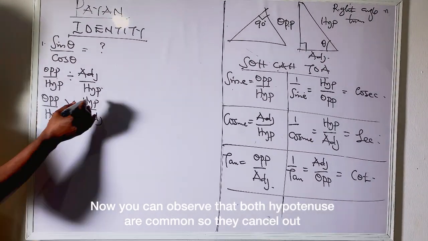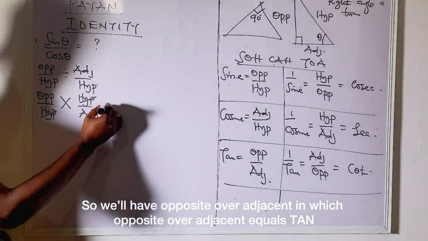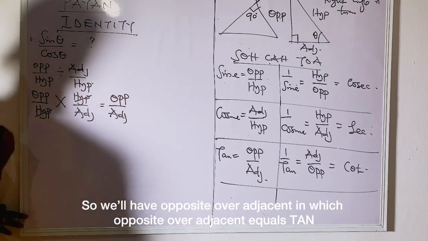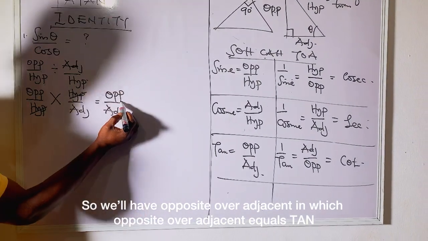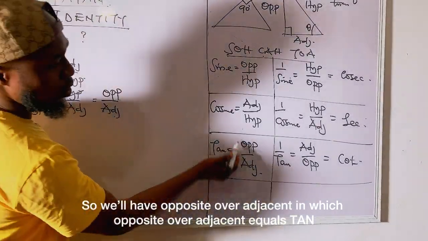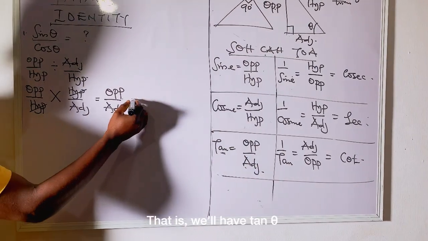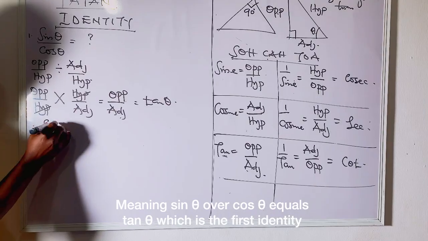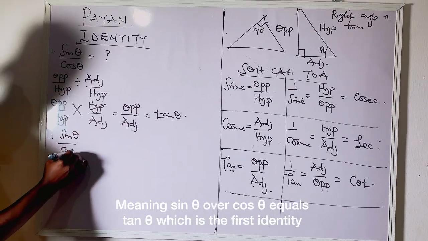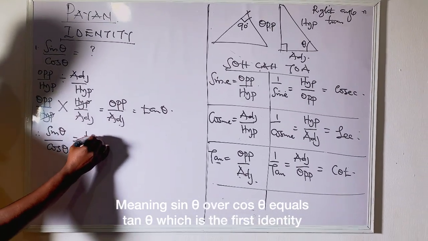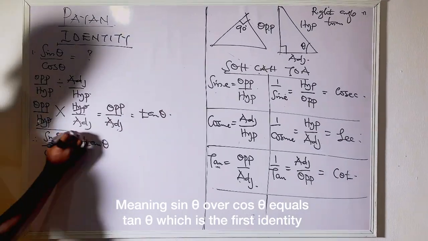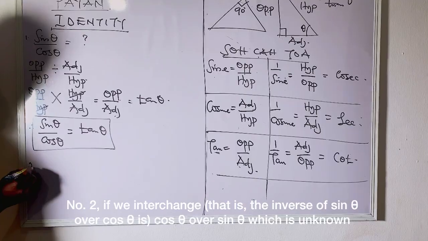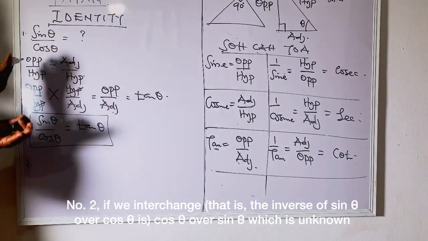Now if you observe, the hypotenuse in both is common. If you take them out, you have opposite over adjacent left. And opposite over adjacent equals tan. That is to say, sine theta over cos theta must equal tan theta. That is my first identity.